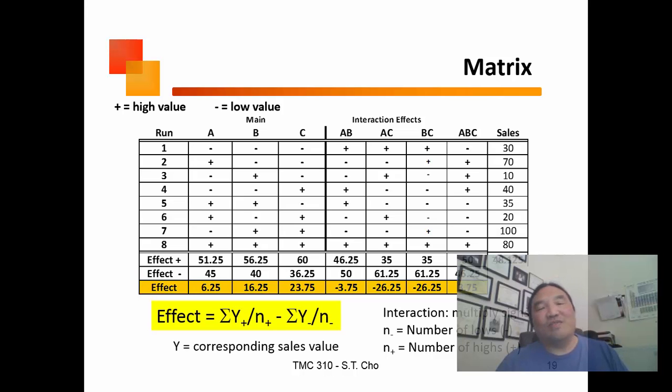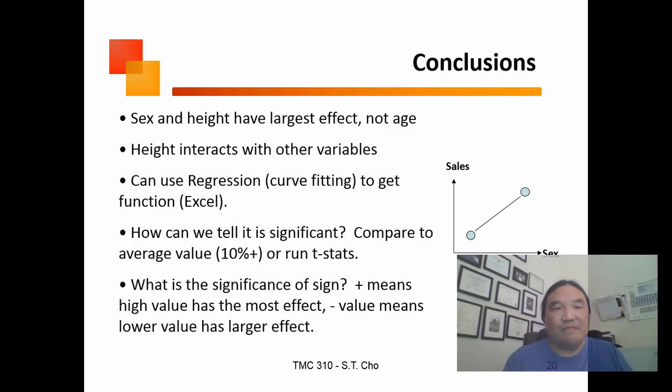And the reason why is if you think about the sign, if it's positive, it means as I go from low value to high value, it's more greatly valued. If it's negative, it's exactly the opposite. So in this case, if I take age and my slope is negative, then that means it favors younger people. If the slope is positive, it means it favors older people. So the conclusions I can draw from that, and you can just read this, is that sex and height have the largest effect. You can use regression, which is curve fitting, and I have that function on Excel.